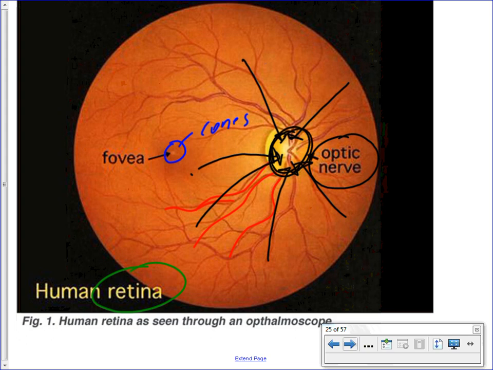In this location right in the middle, there are actually no photoreceptors. There are no rods or cones located where the optic nerve exits the eye, and for that reason it's also referred to as the blind spot. If light strikes in that location, it's not going to activate any photoreceptors because there are none located there.